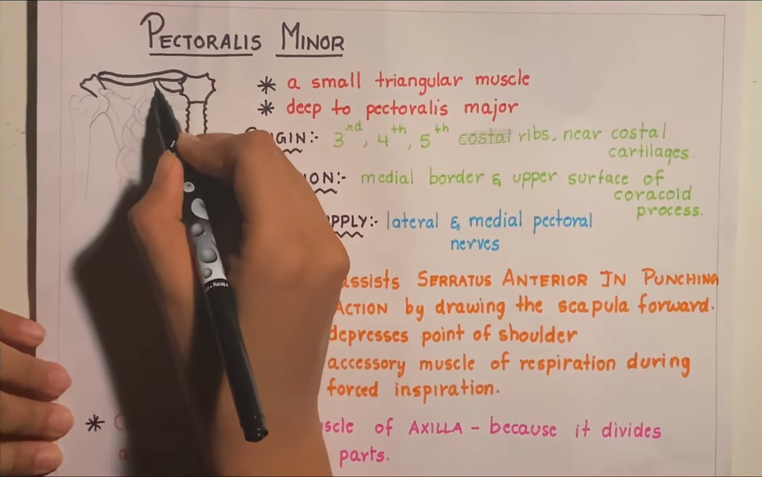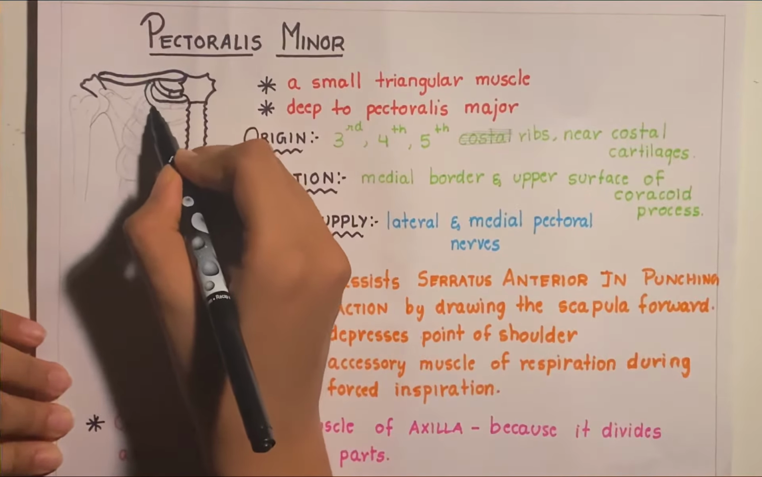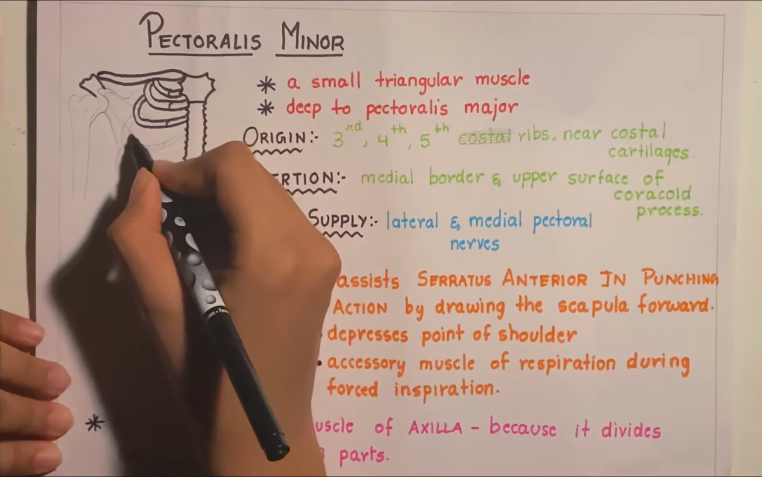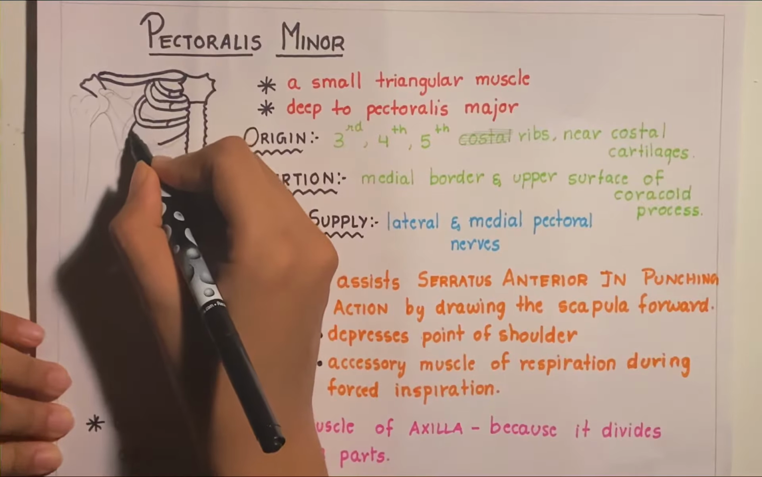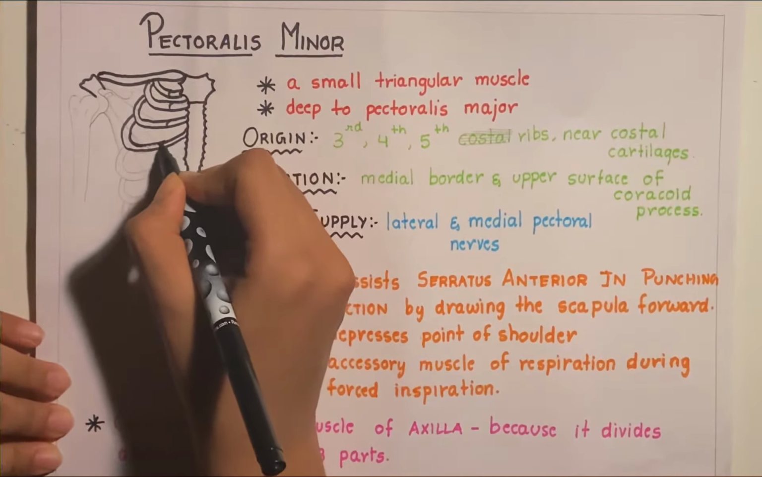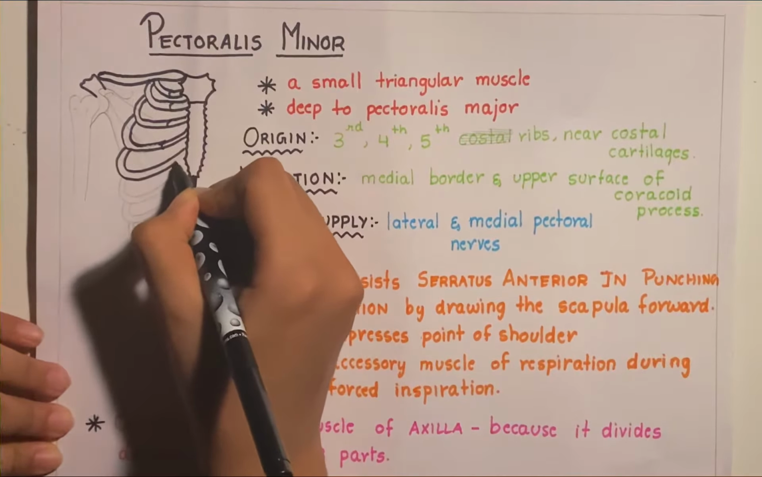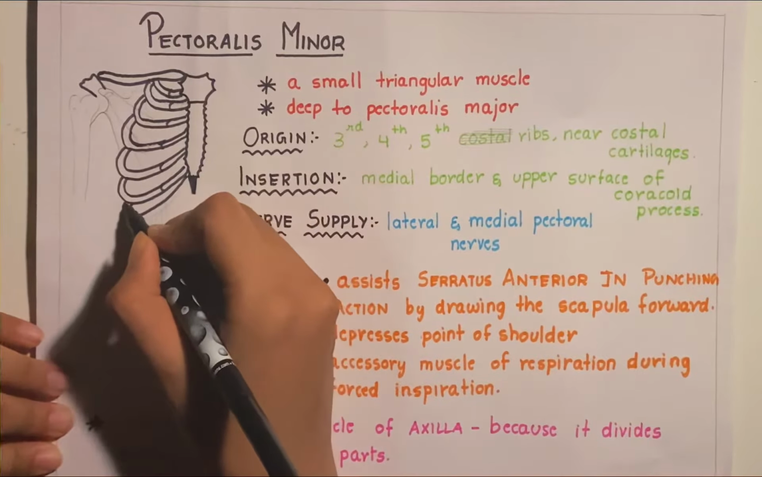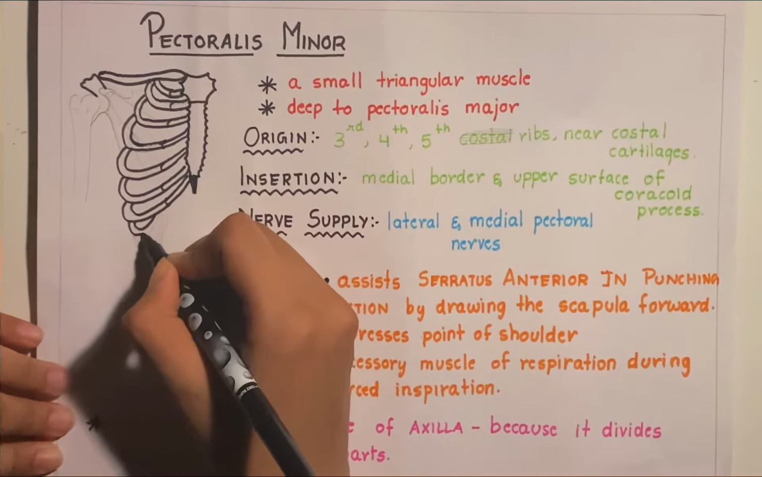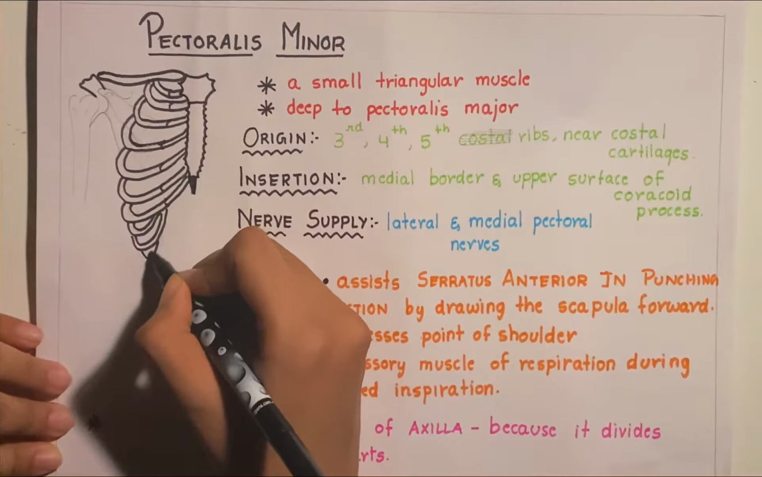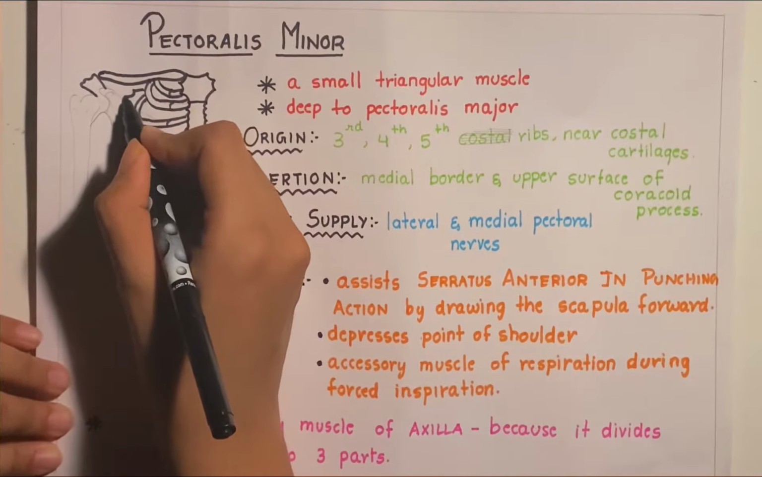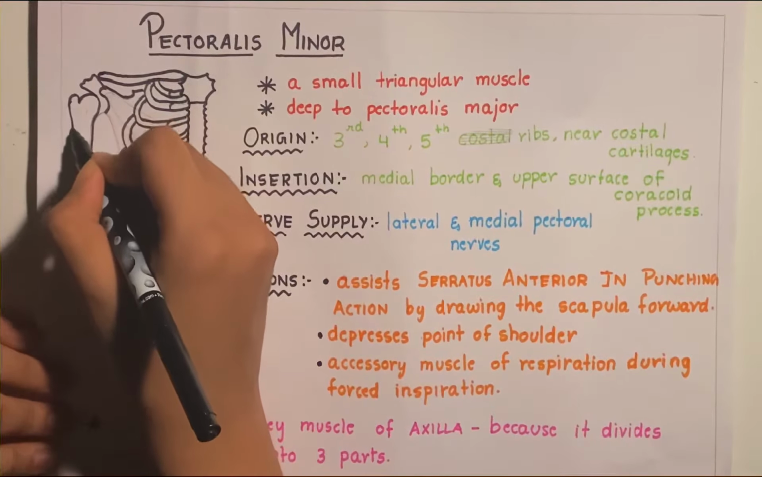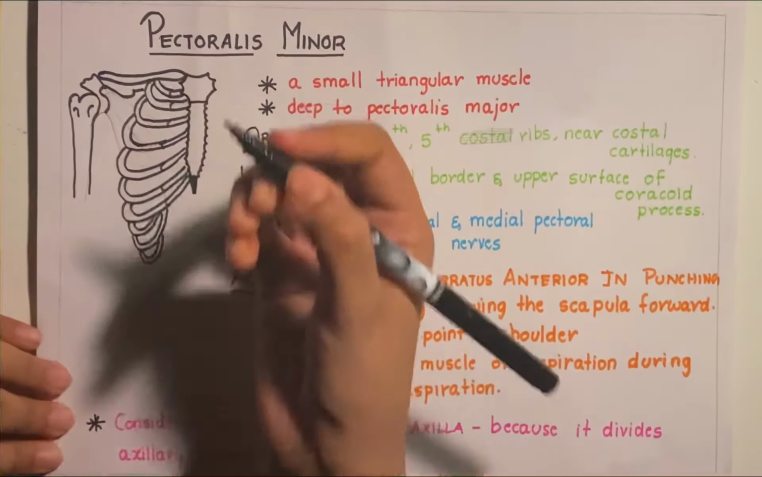Then here you have your first rib, first costal cartilage, second rib, second costal cartilage, third rib, third costal cartilage, fourth rib, fourth costal cartilage, fifth rib, fifth costal cartilage, sixth rib, sixth costal cartilage, your 7th rib, 7th costal cartilage. Then you have your 8th rib, the 9th rib, and the 10th rib. This is your scapula, the coracoid process, and here you have your humerus. The 2 tubercles.